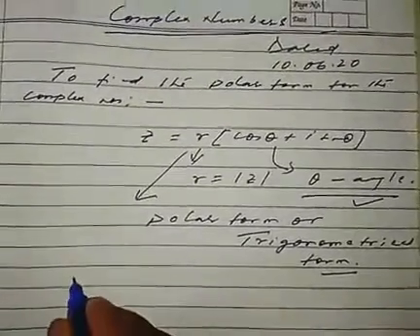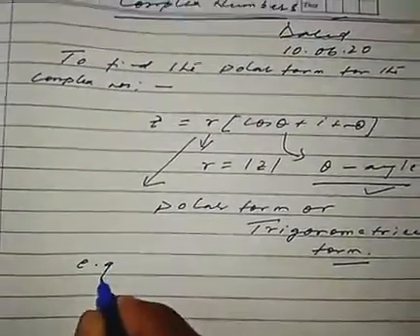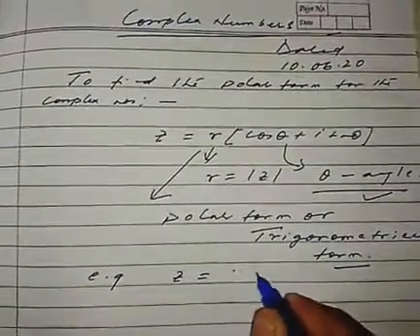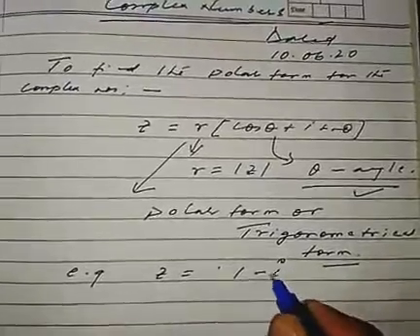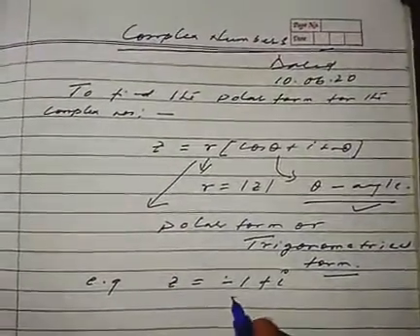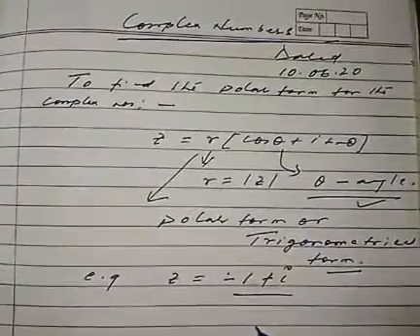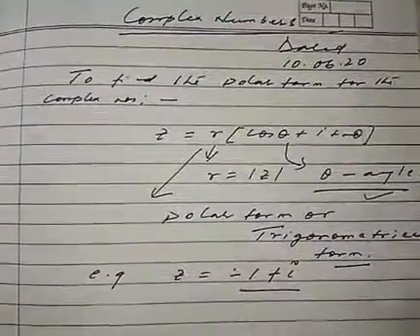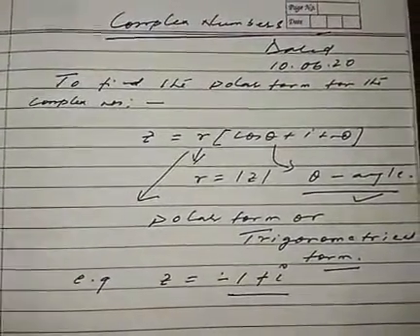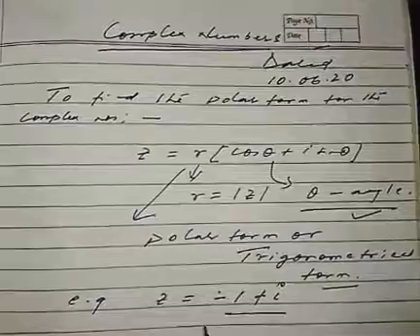Now I'm taking an example. Let the example be z is equal to minus 1 plus i. So this is a complex number, and for that we have to find the polar form. And how will we find it? What is the value of theta for the different angles and quadrants? We have already gone through that.